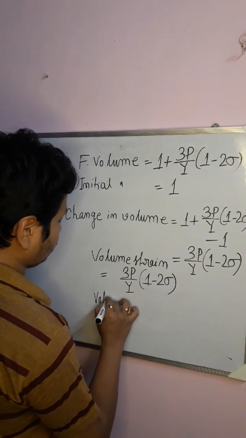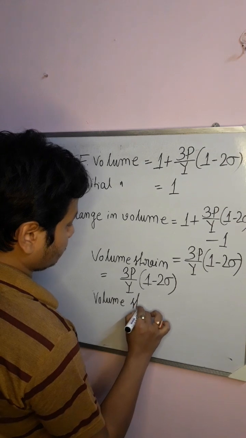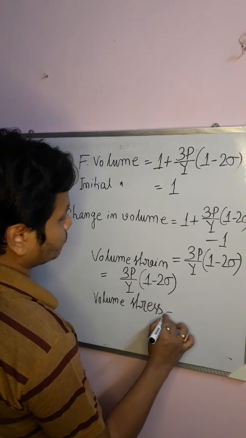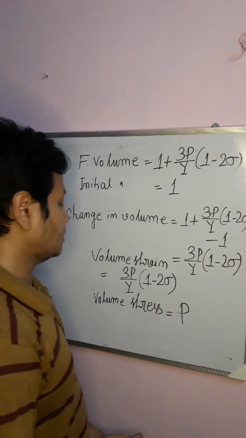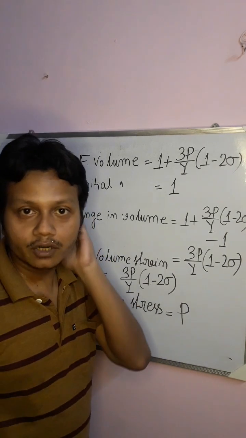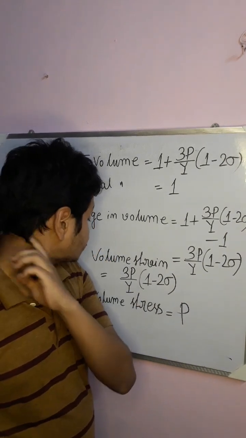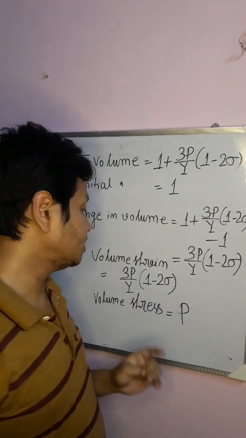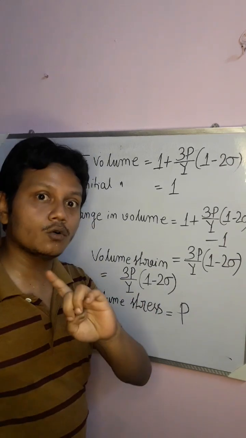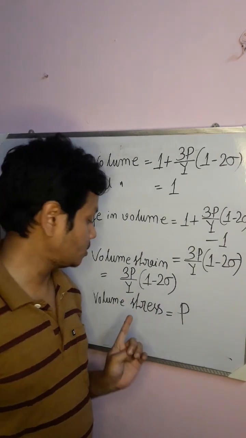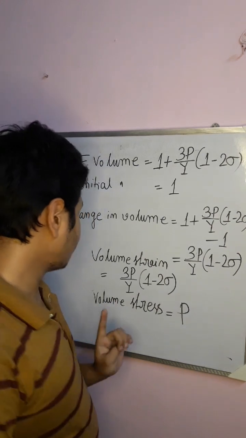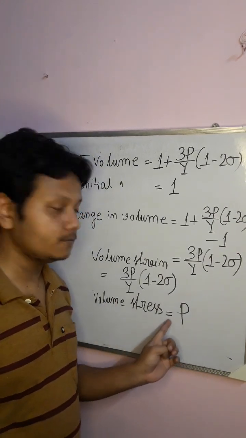And what is the volume stress? Initially we apply a force per unit area P. That means this is the volume stress term. We apply a force per unit area P, and the reaction force will also be the same P. So if we take just the magnitude, the volume stress will be P.